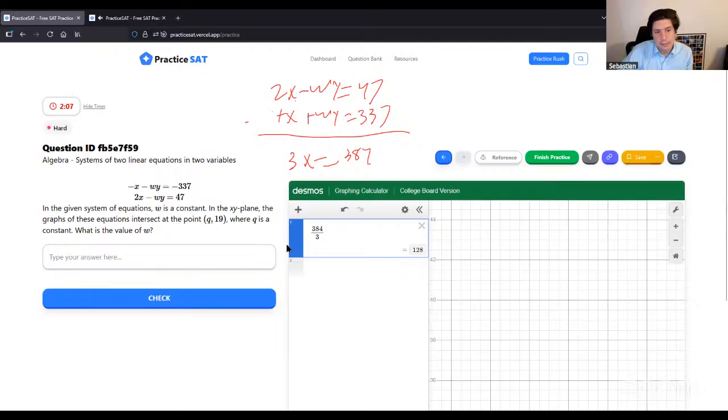The SAT is for like 16, 17-year-olds taking it. Mostly 17-year-olds, they're juniors, so they're in 11th grade.